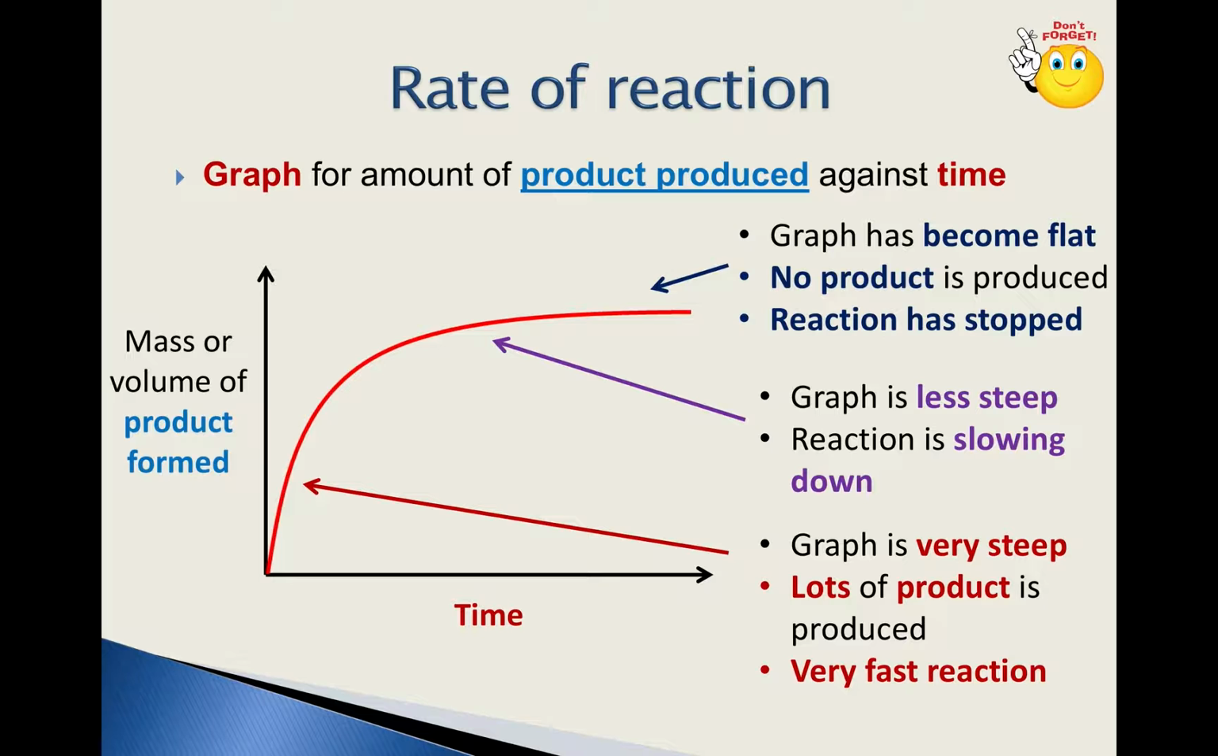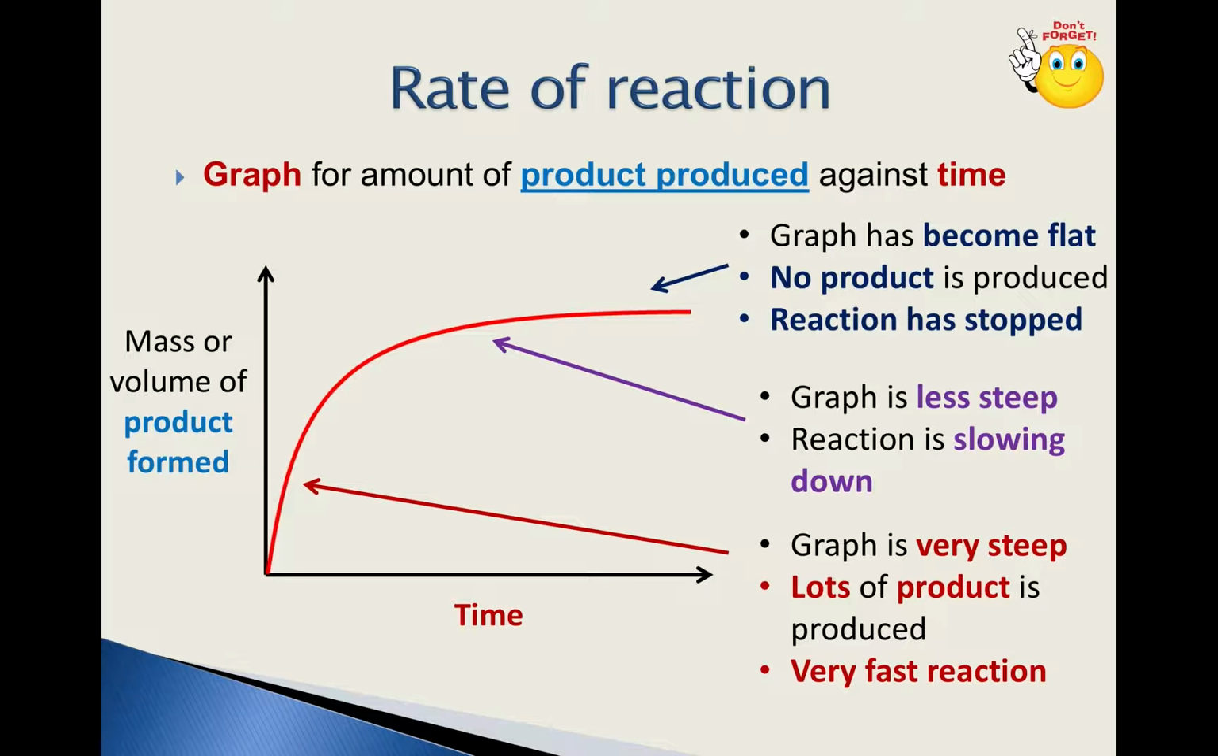Anyway, moving on and keeping to this idea of the shape of the graph. So this is the shape of the graph you'll get for the amount of product produced against time. Now, if it was the amount of reactant against time, all you do is you take the curve and you flip it down. It's almost like putting a mirror against the time axis, and it's the same line, but it's just flipped down.